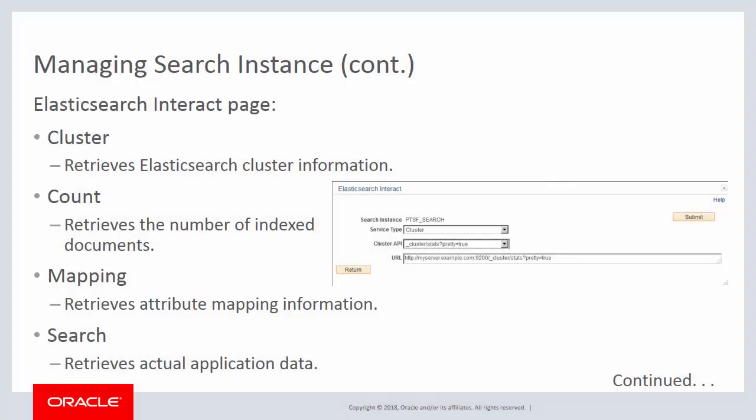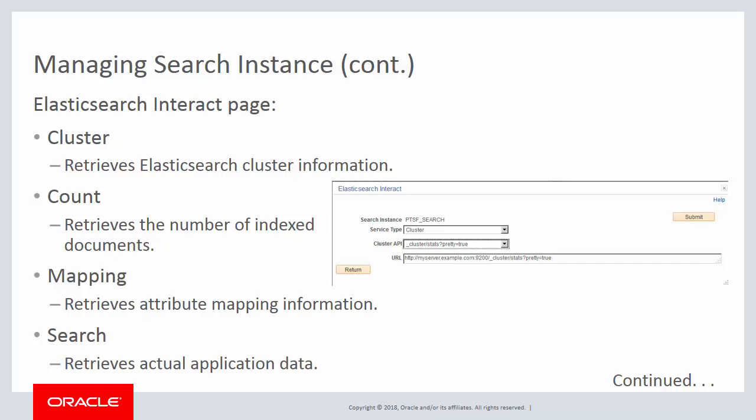Elasticsearch Interact page. Elasticsearch provides several REST APIs that can be used to obtain details of a cluster or index in the PeopleSoft implementation. In the absence of a default user interface to administer Elasticsearch, PeopleSoft provides a user interface called Elasticsearch Interact. This enables you to choose the cluster and index level options on which you want to obtain information from the Elasticsearch search engine.